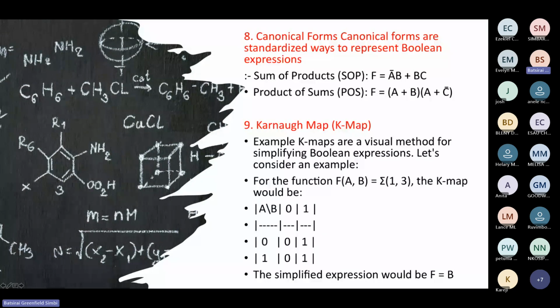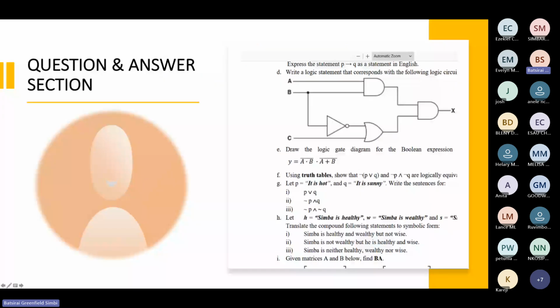Then we've got an example here. The question says, write a logic statement that corresponds with the following logic circuit. So here we can see that we've got an A and a B. Because we've got an AND gate, it's to be A dot B. Then here it's B, but here there is a NOT gate. So here it will be B not.